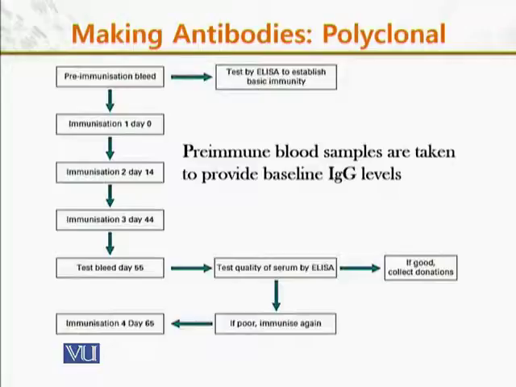Now, how can we make the antibodies? Pre-immune blood samples are taken to provide the baseline Ig, the immunoglobulin G level. Ig stands for immunoglobulin and G is the antibody. So what we do is use the pre-immunization bleed, that is the bleed before immunization, and that is tested.